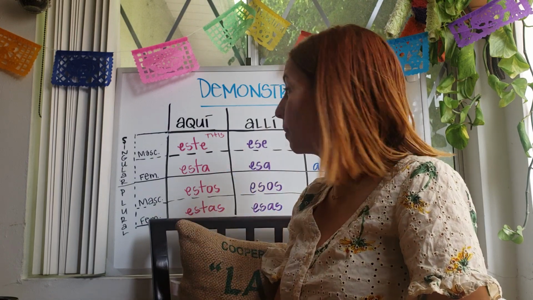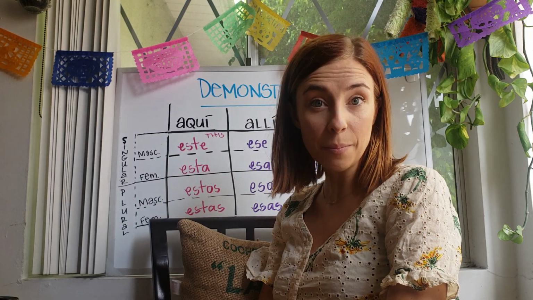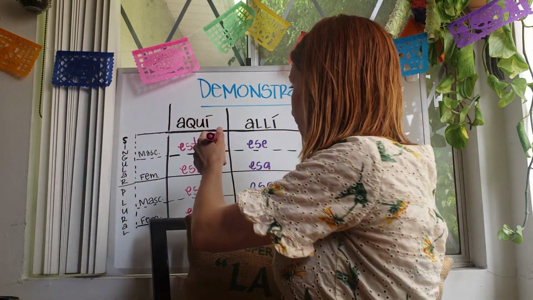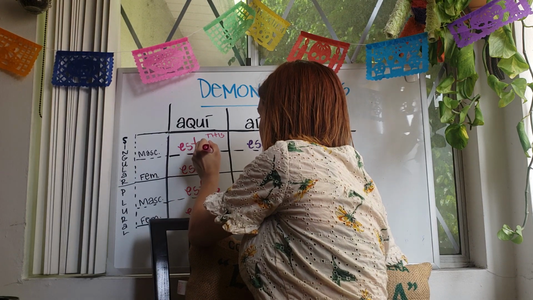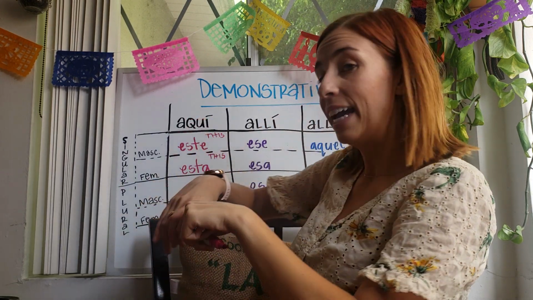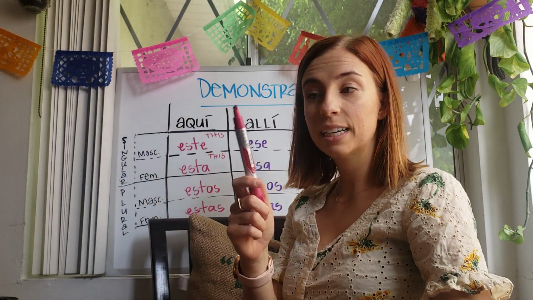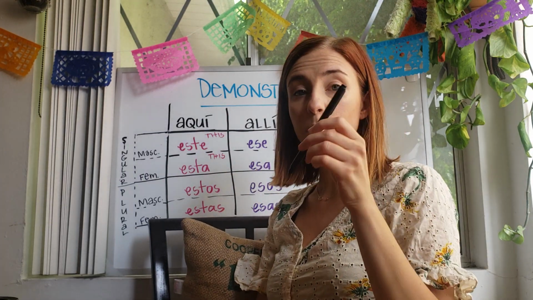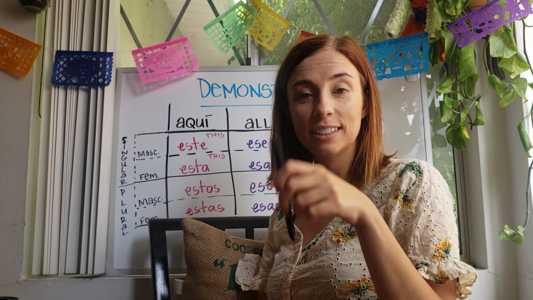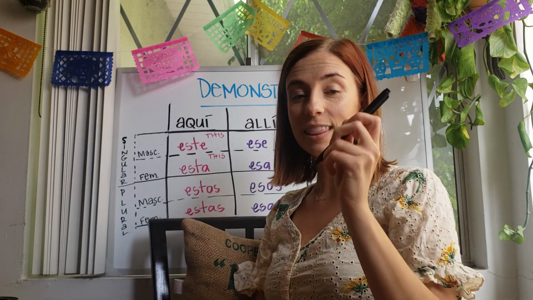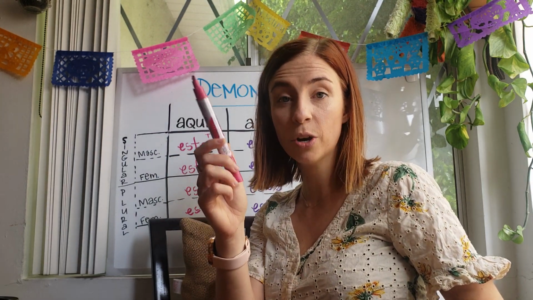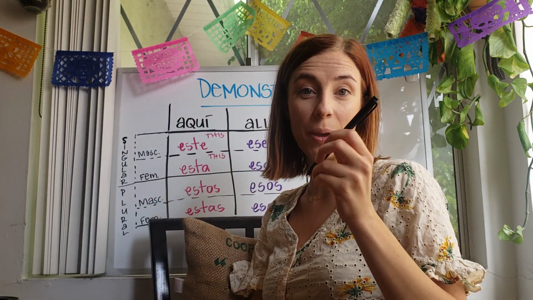to demonstrate that this is the one that you were talking about. If it's a feminine noun that you're talking about, then it would be esta. So that's also this. Este marcador es rosado. Esta pluma es negra. This marker is pink. This pen is black. And you can see that the difference is that the objects themselves are masculine in the case of the marker and feminine in the case of a pen.